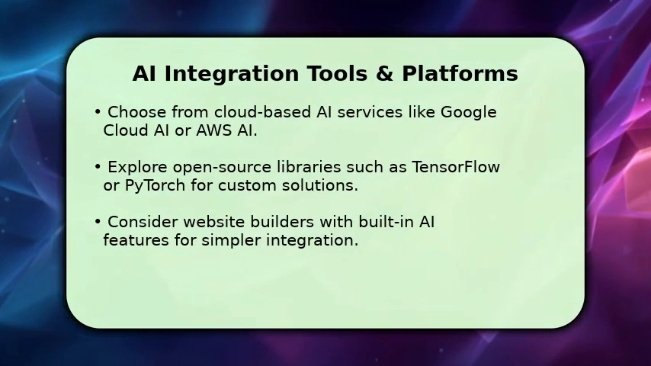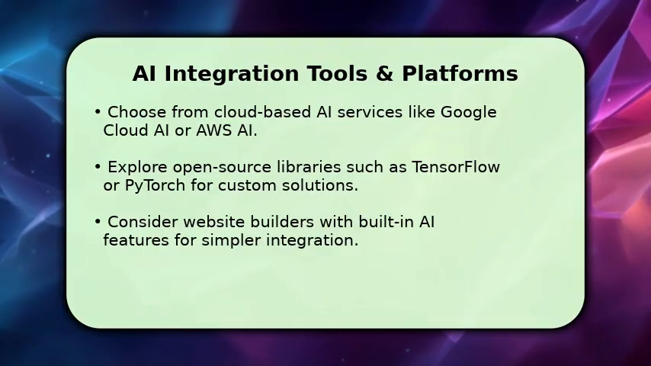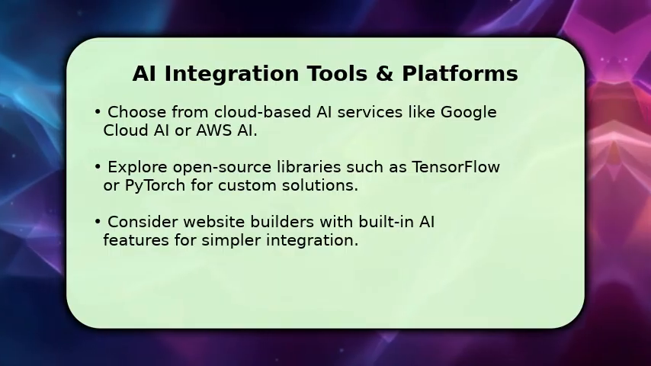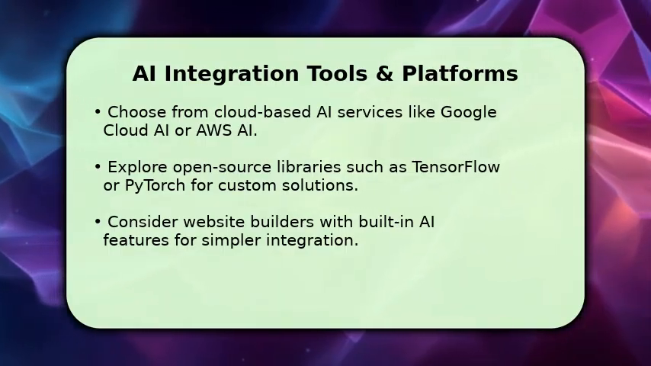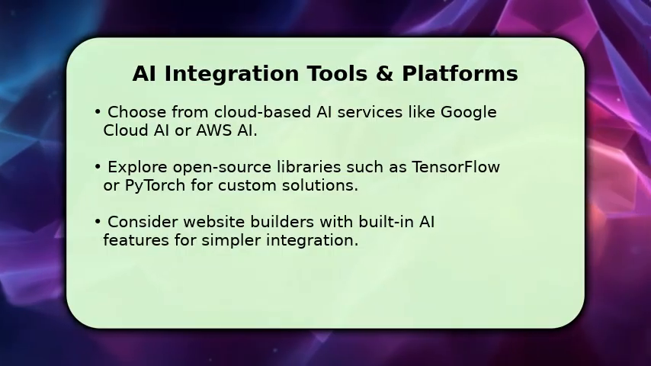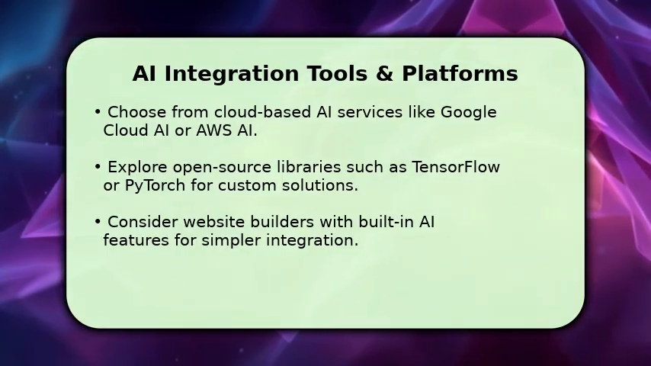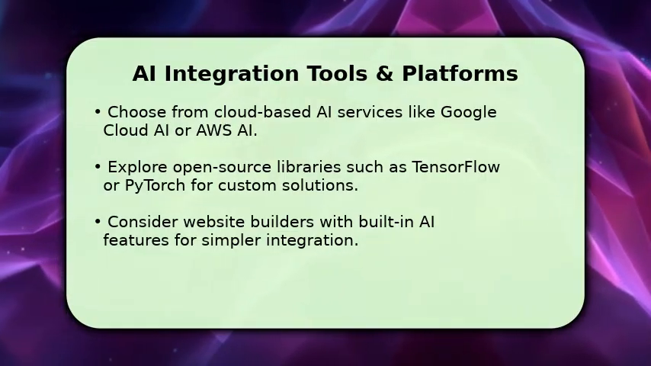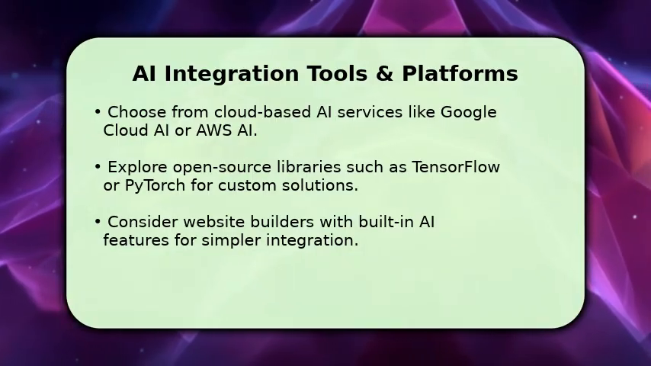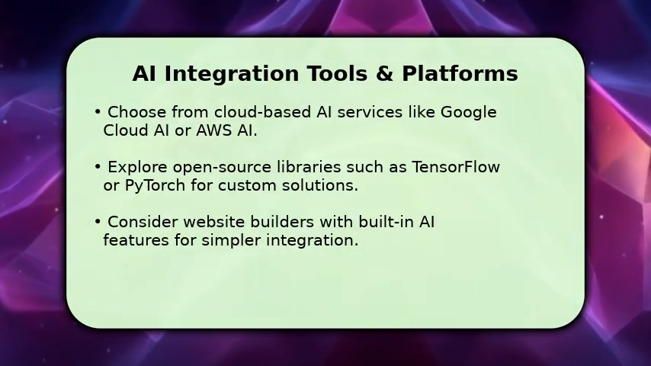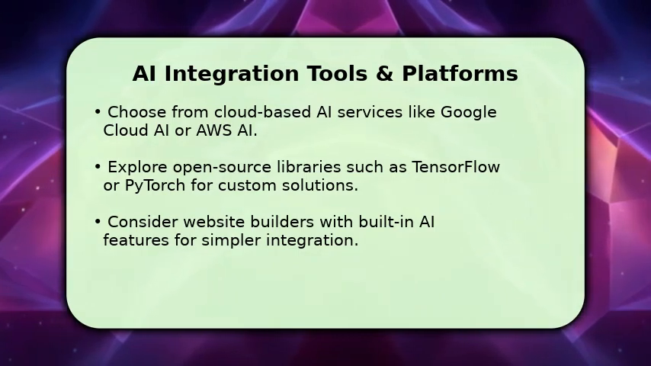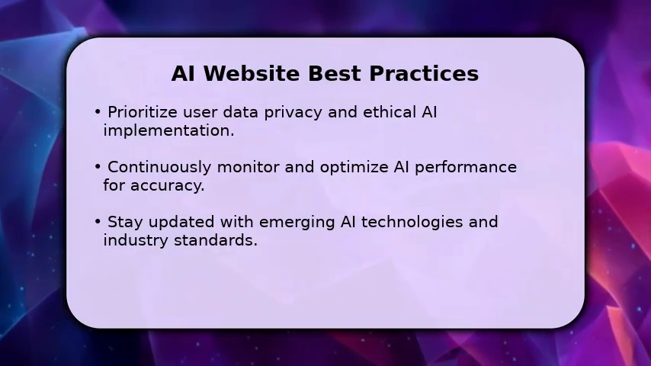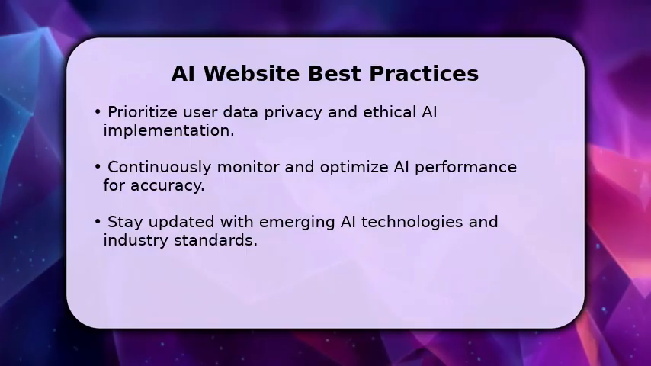When it comes to integrating AI, you have several powerful tools and platforms at your disposal. Cloud-based services like Google Cloud AI or Amazon Web Services AI offer robust pre-built models and APIs, simplifying complex tasks. For more customized solutions, open-source libraries such as TensorFlow or PyTorch provide immense flexibility. Alternatively, many modern website builders now include integrated AI features, making it easier than ever to add smart functionalities without extensive coding knowledge. To ensure your AI-powered website thrives, always prioritize user data privacy and ethical AI practices.